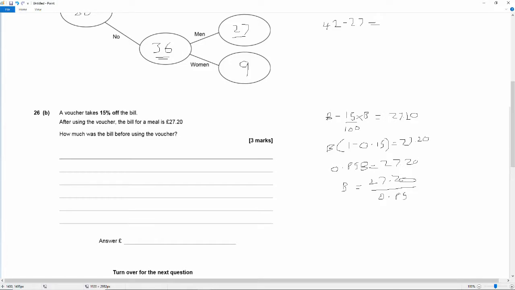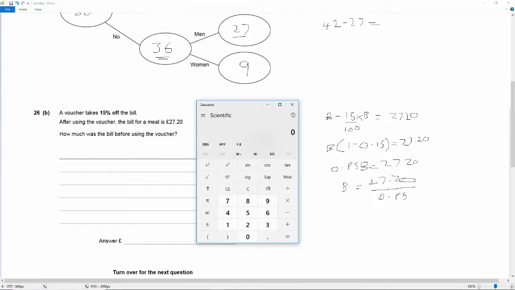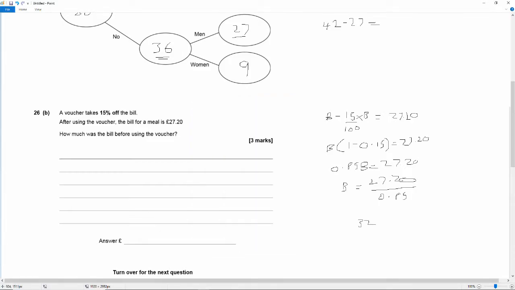And if I grab my calculator, £27.20 divided by 0.85 is equal to 32. And so the answer is £32. I could put the decimal point and 00 in, just don't put a P afterwards because this is currency.